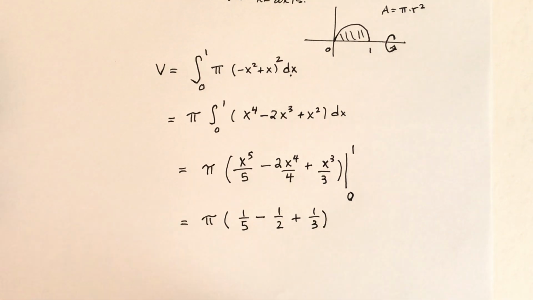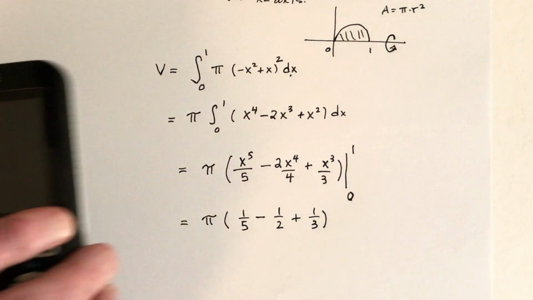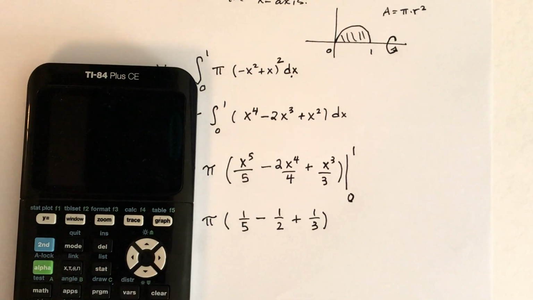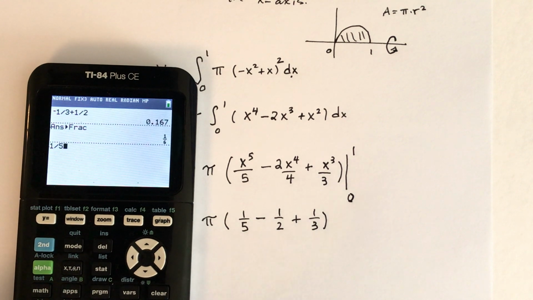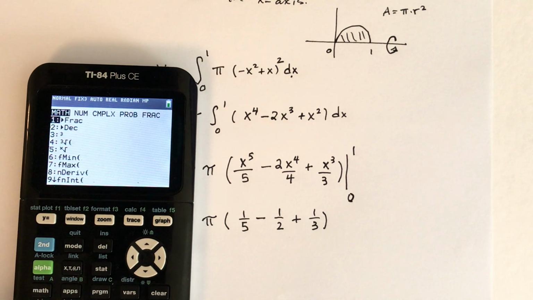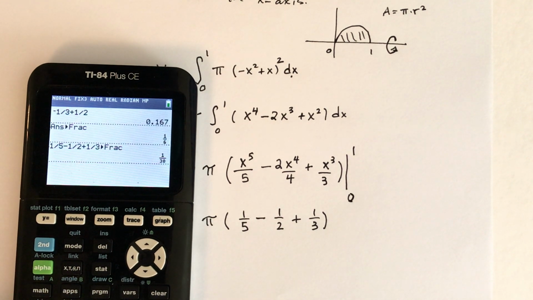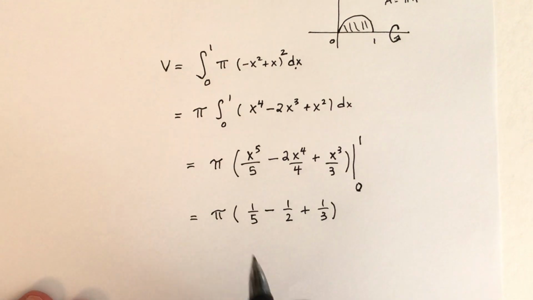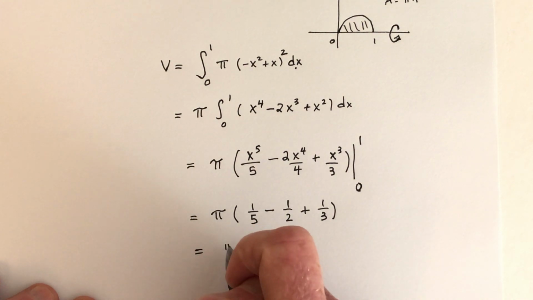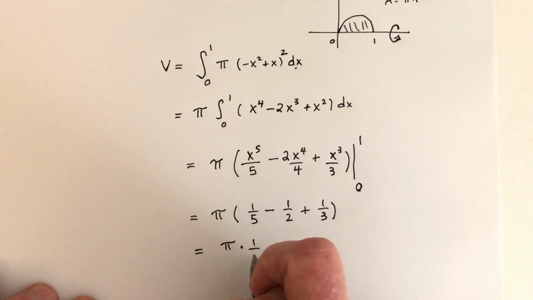So how much is a fifth minus a half plus a third? So 1/5 minus 1/2 plus 1/3. And then to make me look smart, I'll put a fraction, and that's 1/30. So that's why I was saying this is pi, because it's 1/30 of pi.